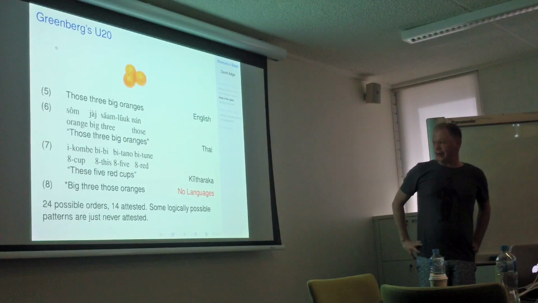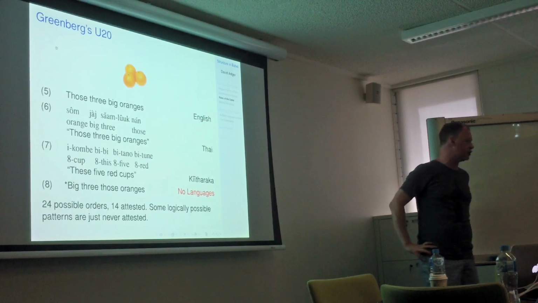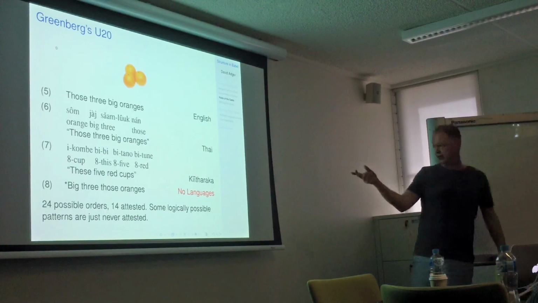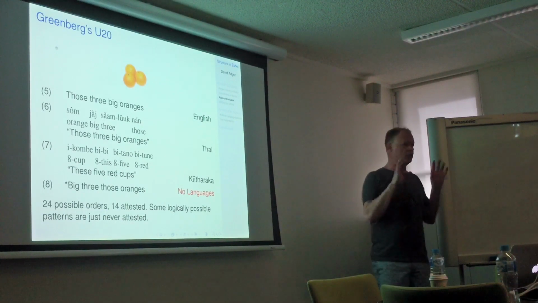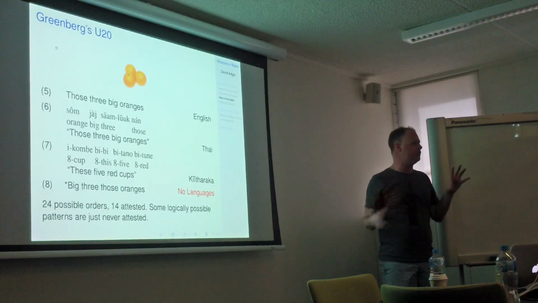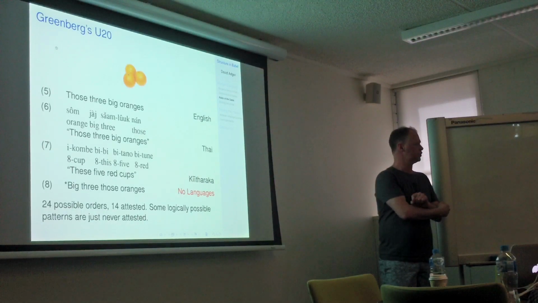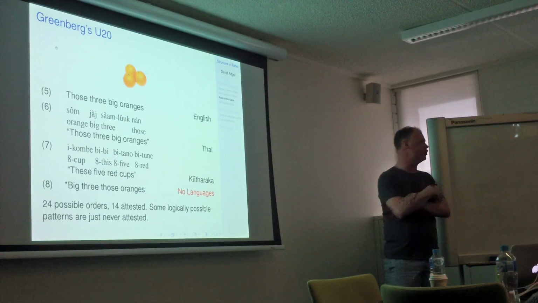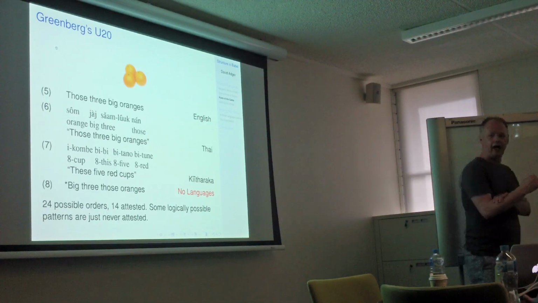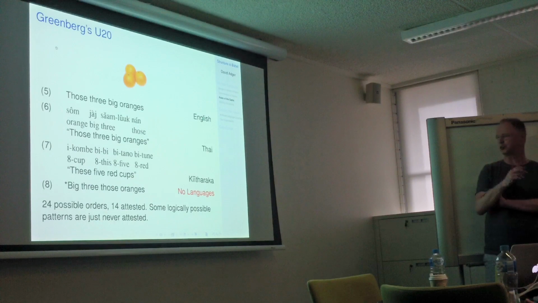Now there's other languages, for example, a subset of the Bantu languages. Kikuyu is the one that Greenberg talks about. This is an example from Kitaraka, where basically you have the order of English, but you put the noun first, right? So in Kitaraka you say, cups, these 5 red. And that's the normal basic order. At least that's the normal basic order that's reported.